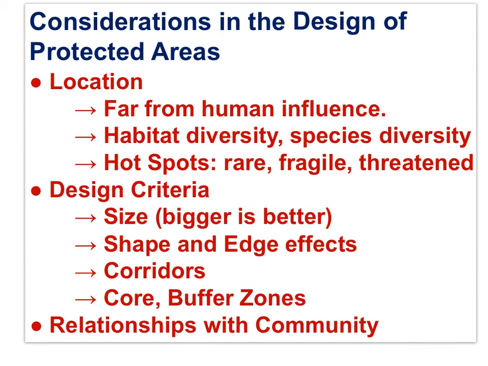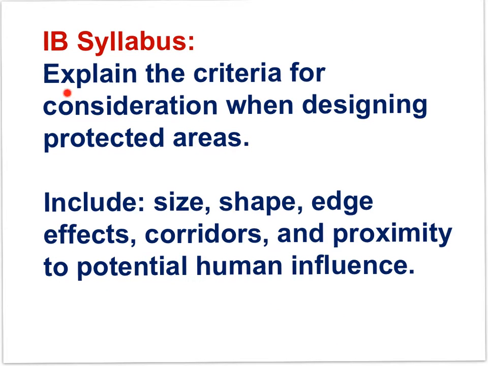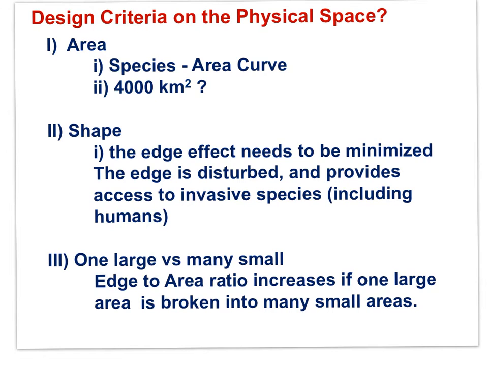So I'm using this outline to take you through the considerations for designing reserves that protect species and ecosystems. I've covered location in the previous slides, and now I'm on to design criteria: size, shape and edge effects, corridors, and the design of the park in terms of core and buffer zones. Here is the IB syllabus statement. Explain the criteria for consideration when designing protected areas include size, shape, edge effects, corridors, and proximity to potential human influence. The design criteria include area.